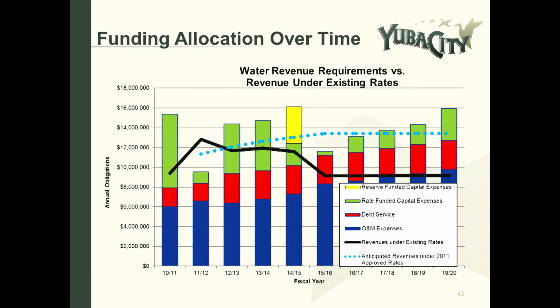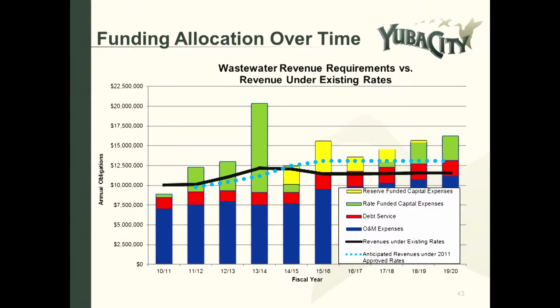And so we said, we need to prepare a rate study, present that to council, and then go through a Proposition 218 process to have new rates approved. And then here's the similar slide for wastewater, which wasn't as impacted by the drought, but there was still a little bit of a difference between the revenues received and the revenues anticipated.